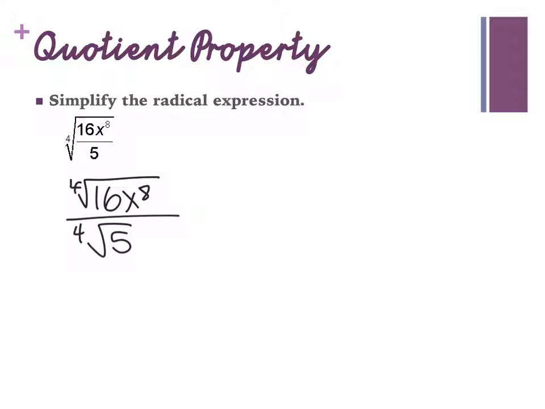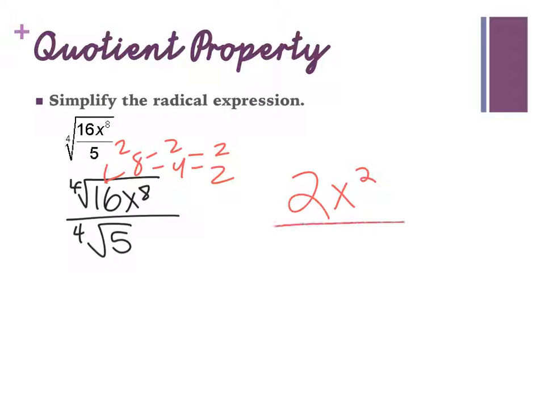All right, so what number gets broken down 4 times in 16? 2, right? If I broke that down into the factor tree, it would have been 2 and 8, 2 and 4, 2 and 2. There are exactly 4 2s, so 1 2 goes to the outside. And then if I put that 4 into the 8 for the exponent, I should have what on the outside? X squared. Okay, so that's my numerator. Now I've got the 4th root of 5.